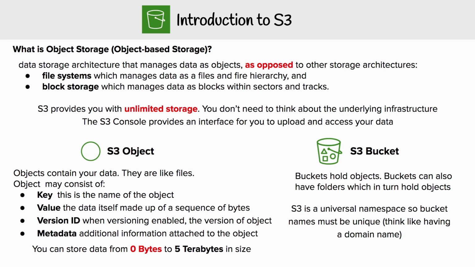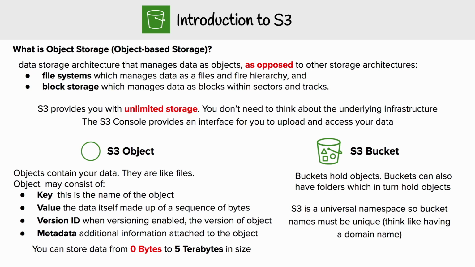So the key is just the name of the file or the object. The value is actually the data itself, made up as a sequence of bytes. The version ID: if you're using versioning, and you have to enable that on S3, then each object you upload would have an ID. And then you have metadata, which is just additional information you want to attach to the object. An S3 object can be 0 bytes in size and 5 terabytes.